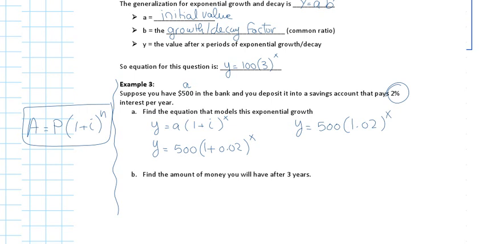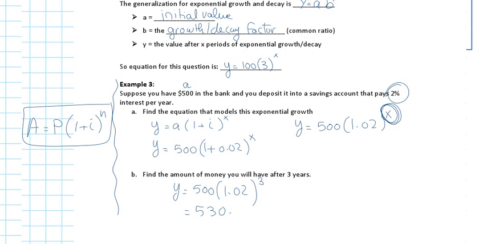Find the amount of money you will have after 3 years. What do you do? Do you plug the 3 in where the x is? Correct, because this is how many years you're going to put your amount into the bank. So y equals 500(1.02) to the power of 3. Do that in the calculator. 530.6104.